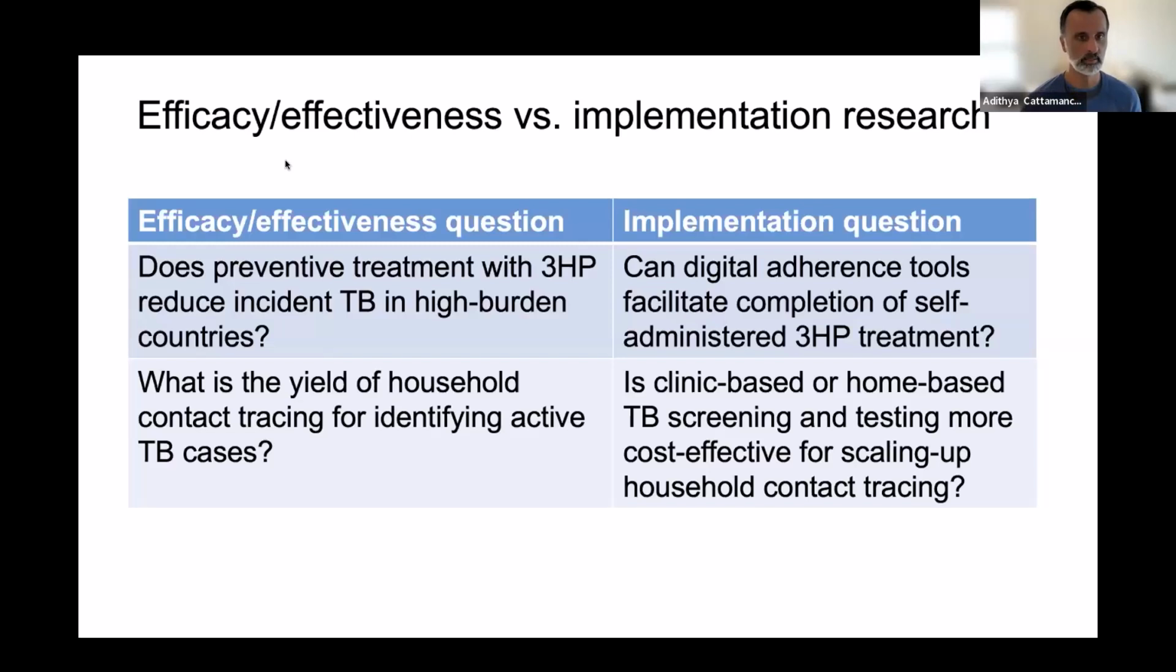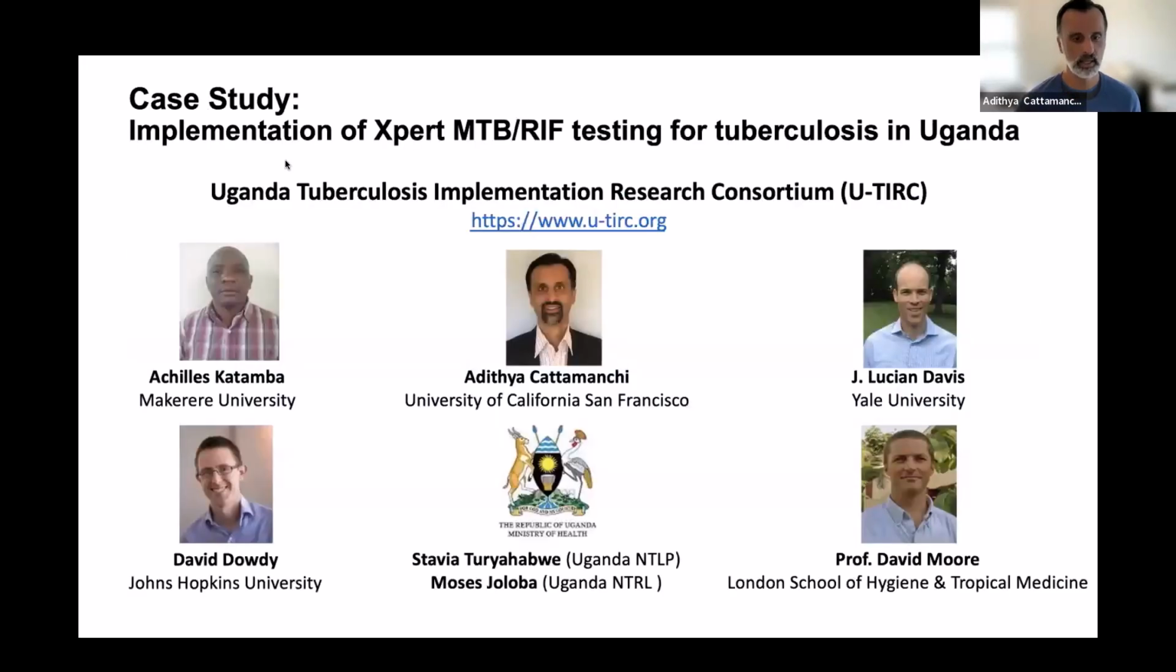So once that data is available, an implementation research question might be, is clinic-based or home-based TB screening and testing more cost-effective for scaling up household contact tracing? So again, the implementation question focuses on methods or strategies to facilitate uptake of an effective or efficacious intervention. So with that, I will end my portion of the slides, and I'll invite Achilles.